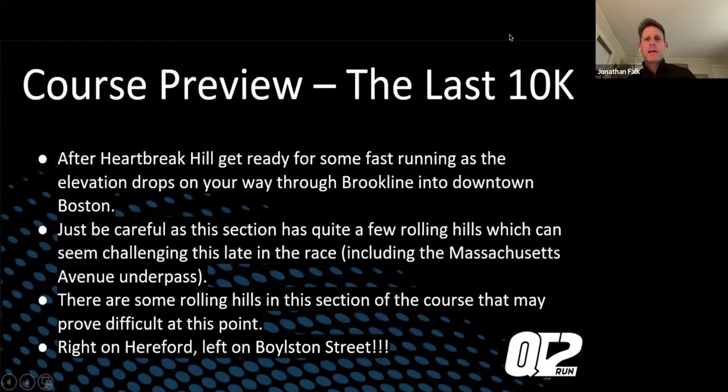So just be careful at the end. That last section of the course is a net downhill. There are some rolling hills, so it can seem challenging. I think the most challenging part in the last 4 miles is the underpass. We go under Massachusetts Avenue. That dip feels like you're climbing Everest as you go up the back end of it, and it just feels cruel and unusual. But just power through that. Beyond that, it's really the only section that I think is mentally hard, and it is just for a moment. The rest of it, you should be able to run fast if you put yourself in that situation.